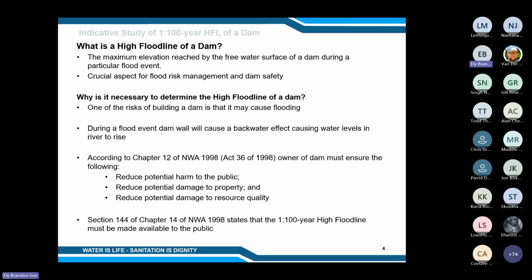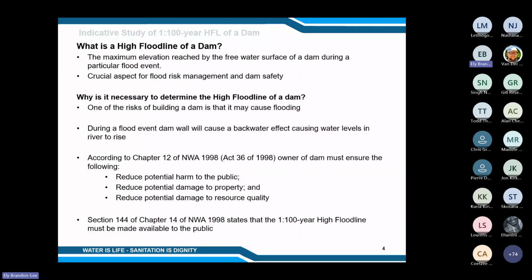According to Chapter 12 of the National Water Act, the owner of a dam must ensure that the dam's potential to cause harm to the public is reduced, the dam's potential to cause damage to infrastructure is reduced, and the potential damage to resource quality is reduced.